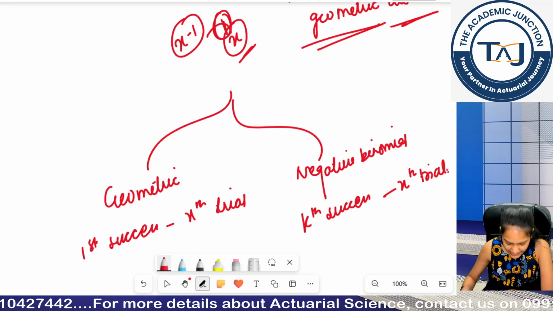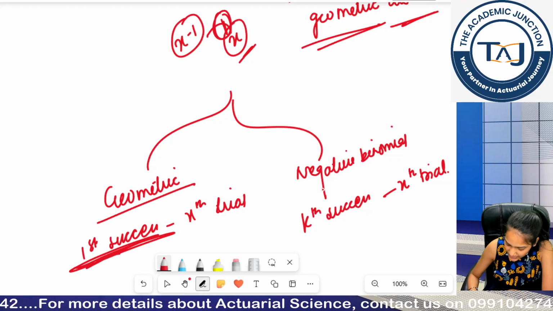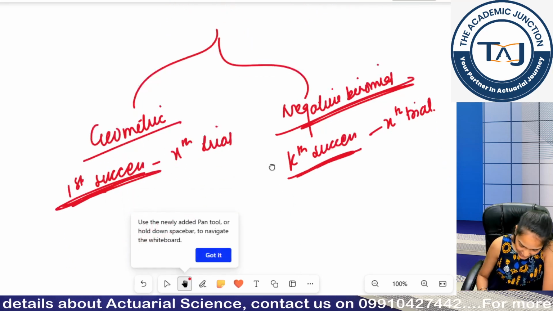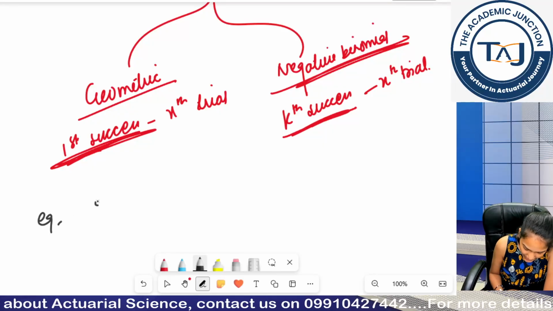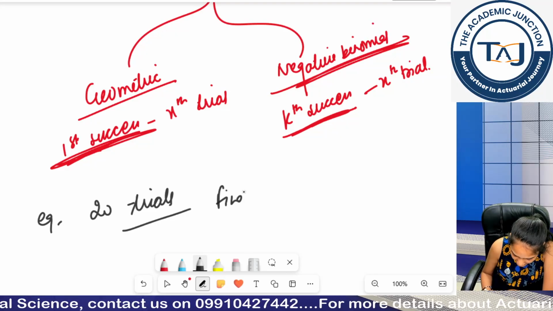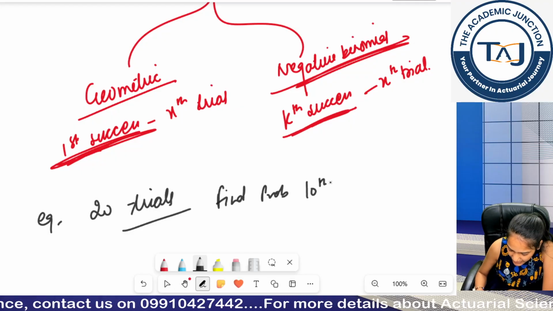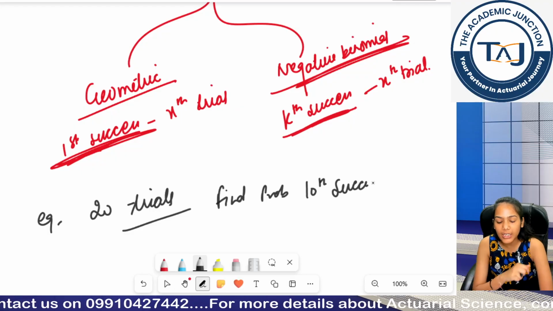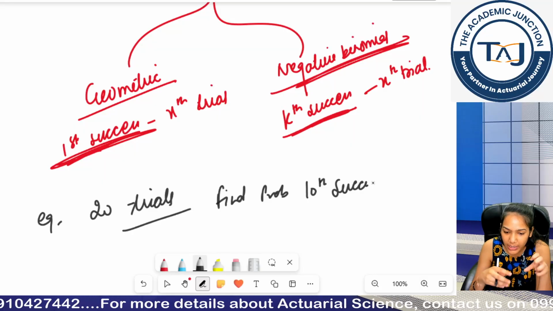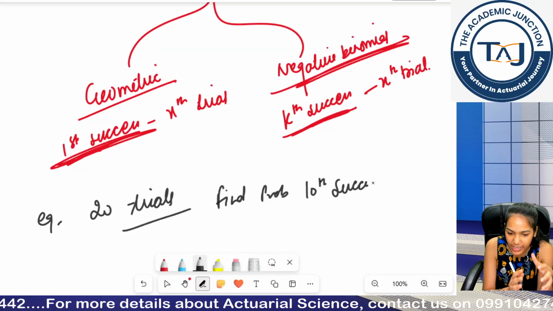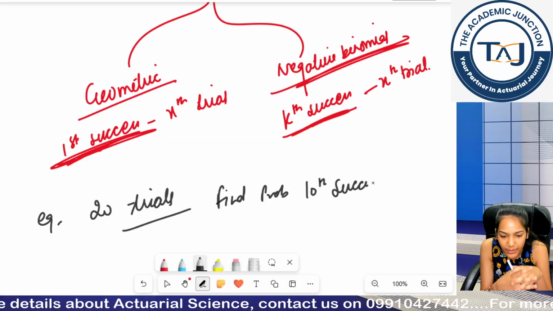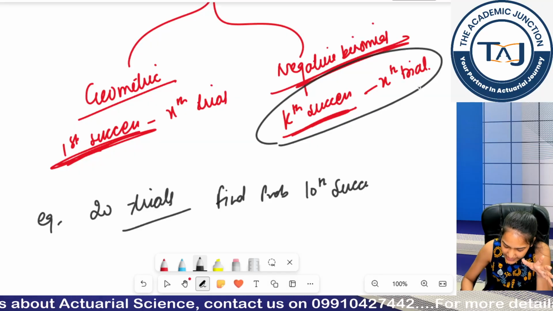Is the difference clear, guys? In geometric we were concerned with our first success, in negative binomial we are concerned with our kth success. For example, we are doing 20 trials and now I am saying find the probability that I am getting my 10th success at my 20th trial. Okay, so this means before my 20th trial, that is in my 19 trials, I have already received 9 successes and 10 failures. Okay, so is this K success X trials clear?